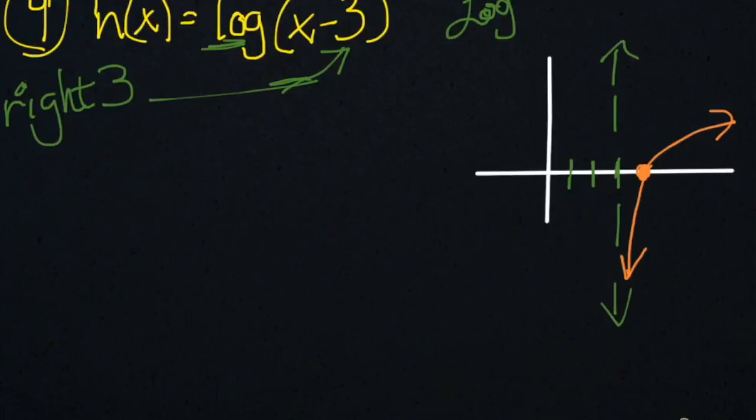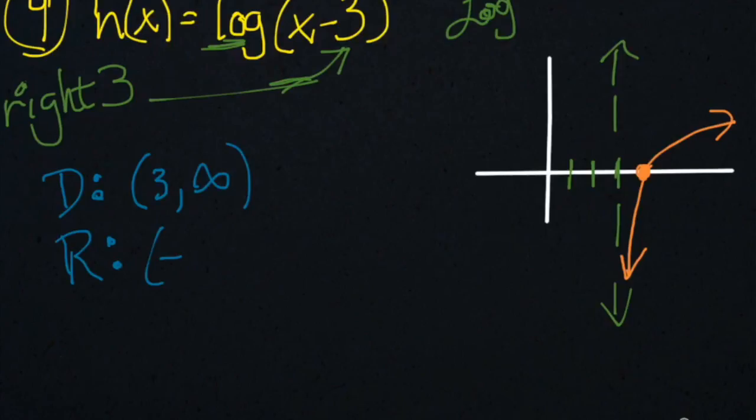Now let's go in and do our domain and range. My domain starts at that asymptote, but does not include it. My range is going to go all the way from the bottom all the way to the top. So it is a -infinity to +infinity.